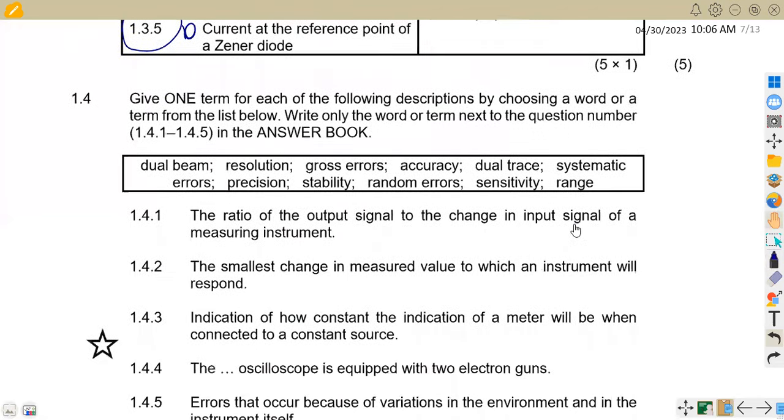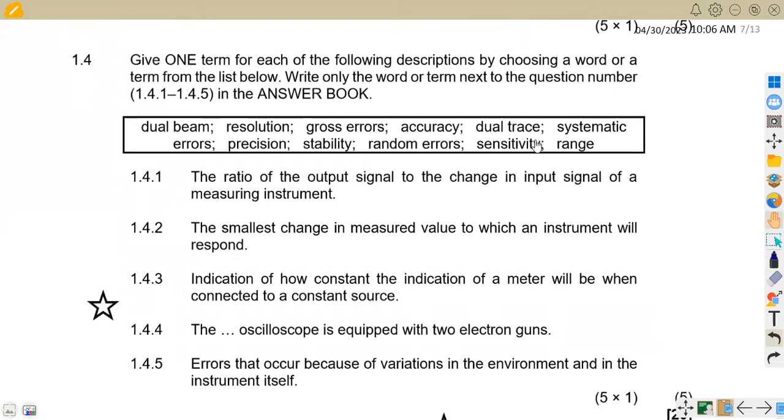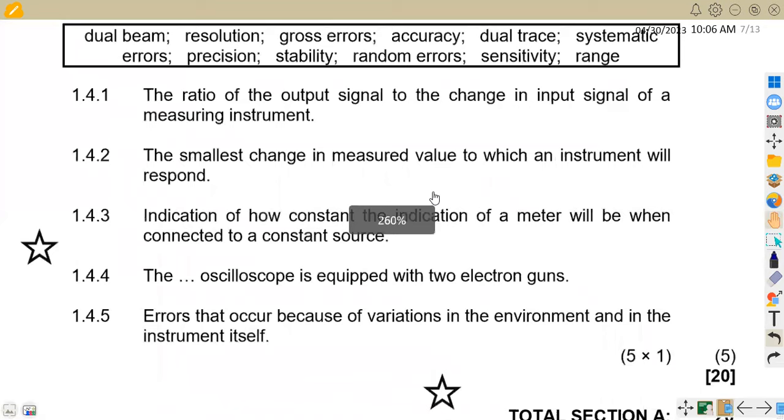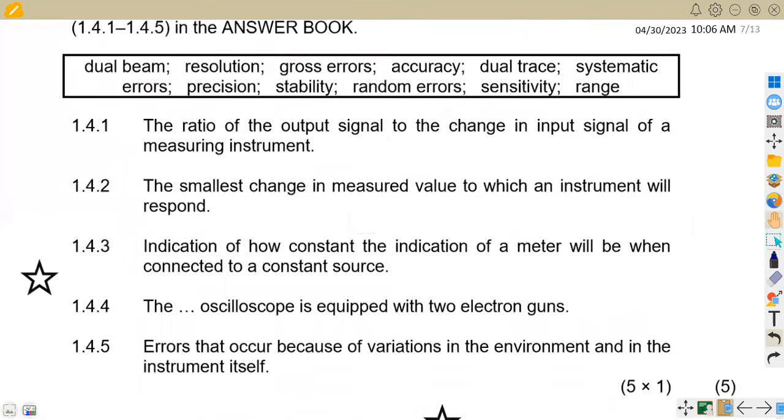Then we are given a list of values that we are going to use for our answers. On 1.41, the ratio of the output signal to the change in input signal of a measuring instrument. What is that? The output to the input is the sensitivity of that instrument. So this answer is sensitivity. That's our 1.41, so you are going to write sensitivity.